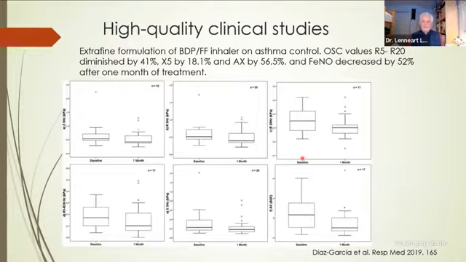I'm just a couple of slides away from my end here, and so I'll just point to the clinical studies that can be done with high quality. This is an example that was published a couple of years ago, where they used an extra fine formulation of BDP and fluticasone inhaler on asthma, and it's shown that R5-20 diminished by a lot, X5 changed positively, and AX as well. And this was commensurate with a FeNO change as well after 1 month of treatment. And it's all depicted in this nice graph here.